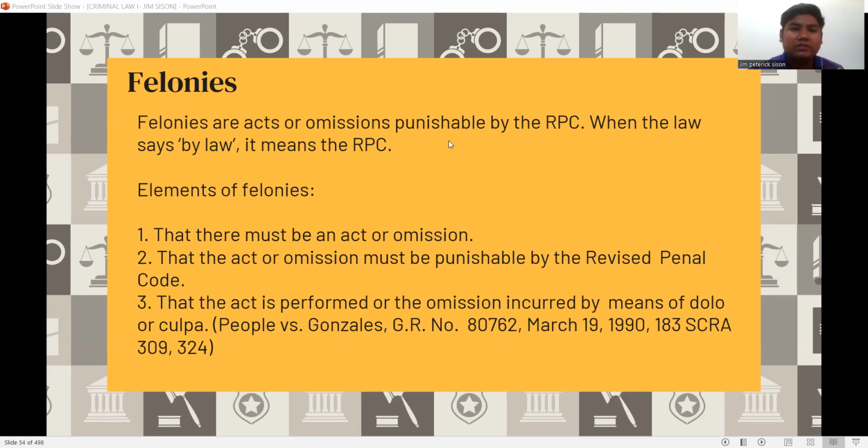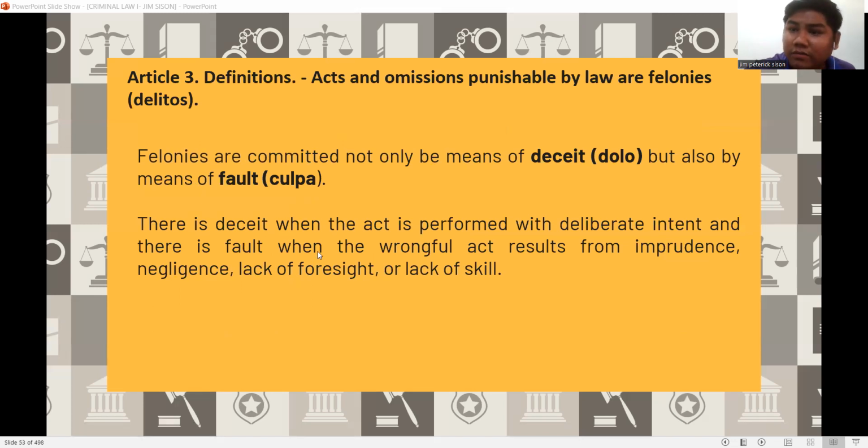So, what are felonies? Felonies are acts or omissions punishable by the Revised Penal Code. And what are the elements of felonies? So, there must be an act or an omission. And such act or omission must be what? Punishable by the Revised Penal Code. And that the act is performed or the omission incurred is by means of dolo. Dolo meaning there is deliberate intent to commit a crime. And there is culpa, or fault, when the wrongful act results in imprudence, negligence, lack of foresight, or lack of skill.